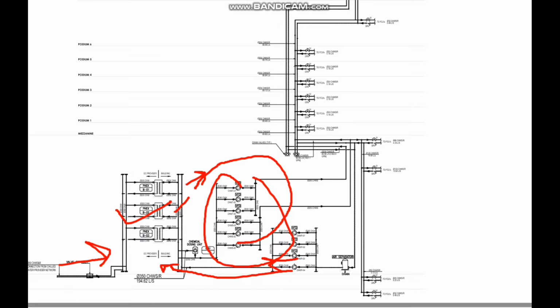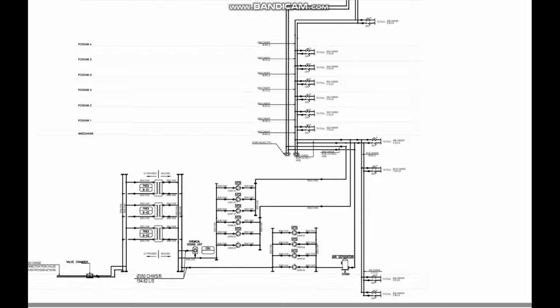So what is the secondary pump? The secondary pump will supply the water up to some particular height. For example, here you can see I have two loops. This is one loop and this is one loop.